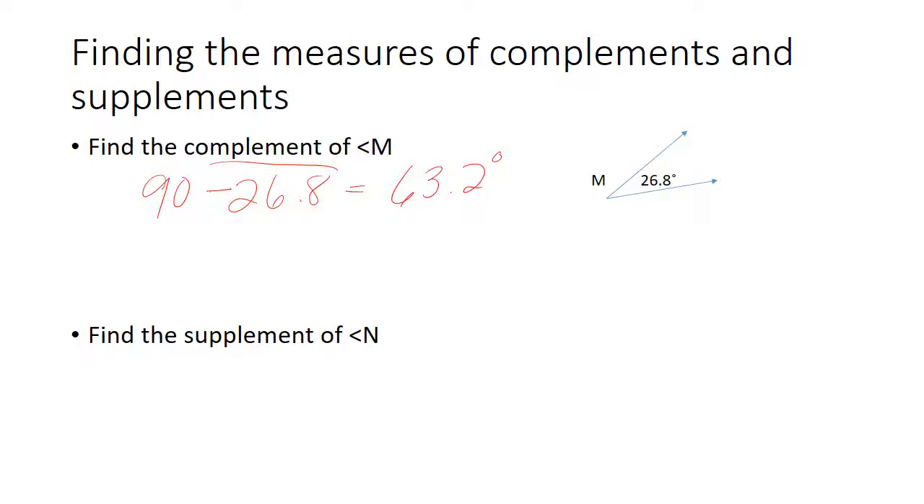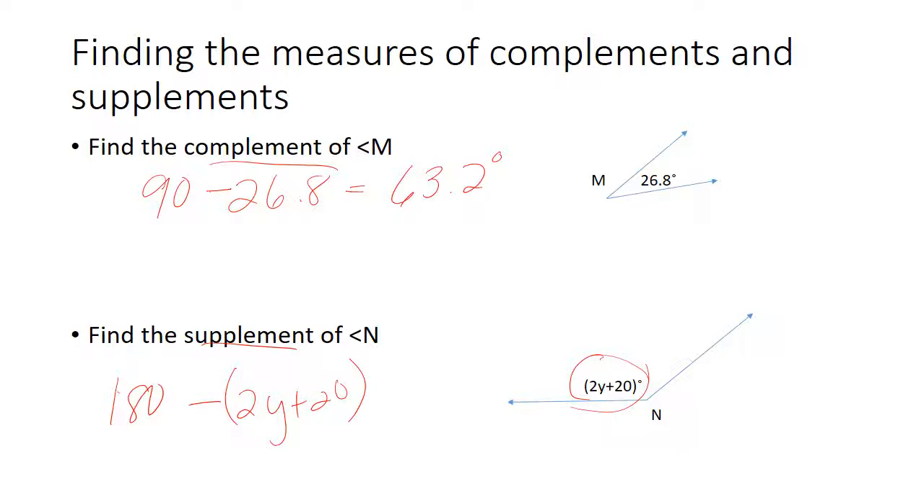So let's find the supplement of angle N. Here, angle N, we haven't been given an exact number. We've been given an expression. And so our answer isn't going to have an exact number either. So supplement, that means that it's a 180, so 180 degrees minus the one we have, which would be a 2y plus 20.